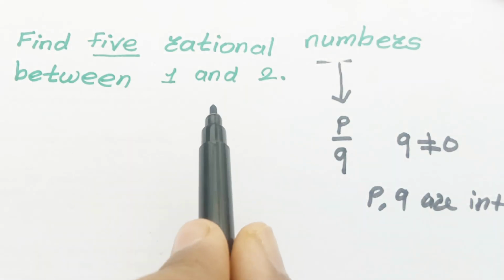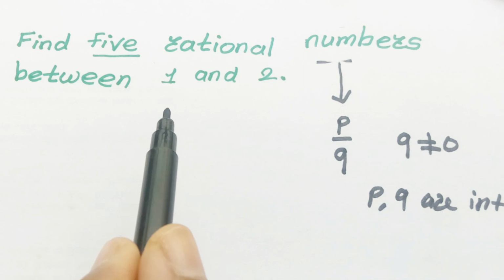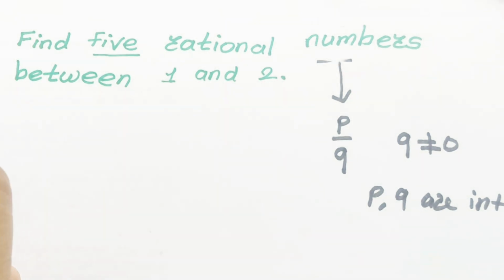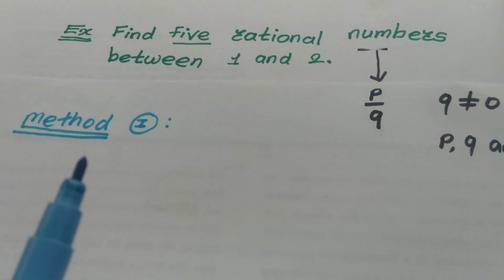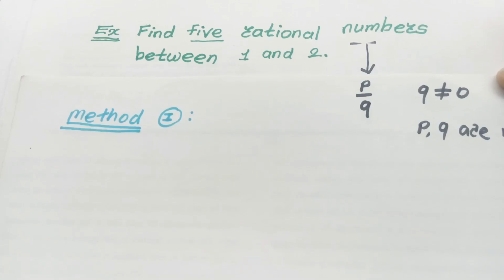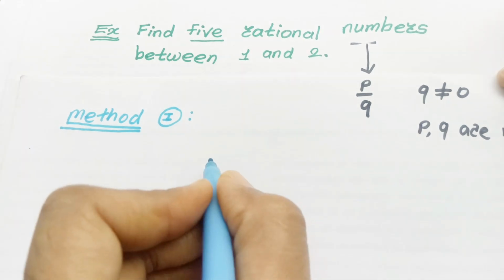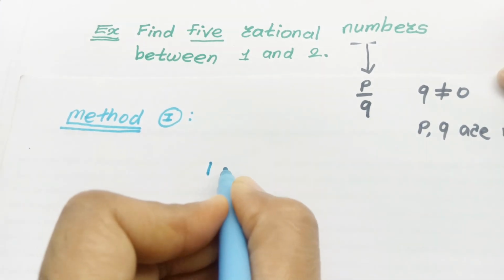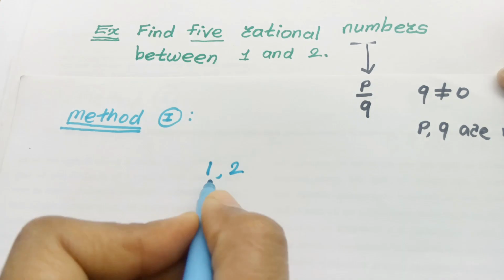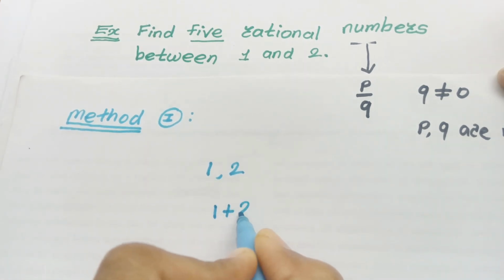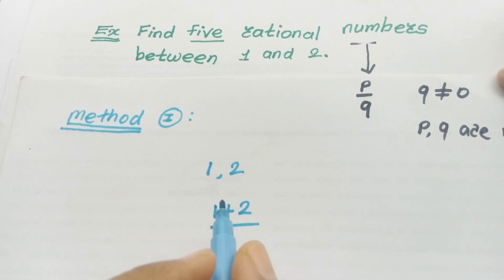There are two methods of finding rational numbers that lie between two numbers. We will discuss them one by one. Here the first method is by using average. Average means, we know the formula of average: if we are given two numbers, for example here the numbers are 1 and 2, and we want to find the average, we take their addition and divide it by the total number of variables.